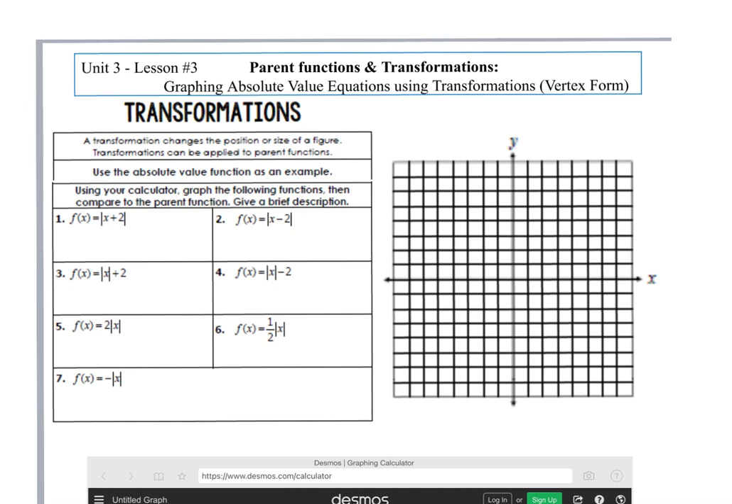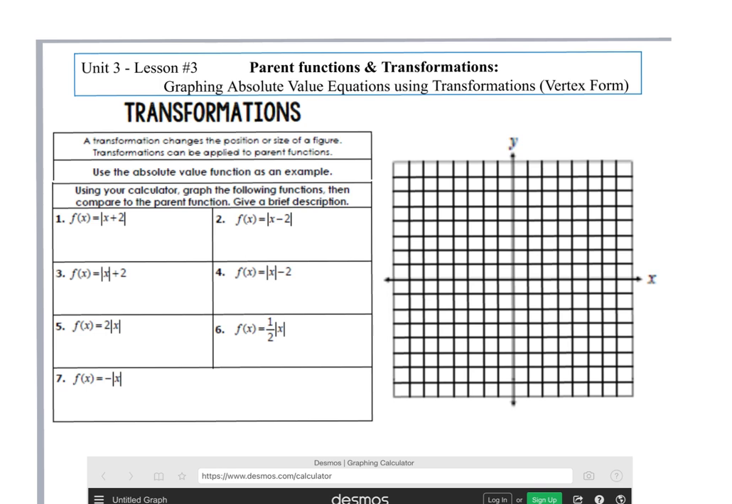Okay, this is Unit 3, Lesson 3 in Algebra 2. Today we are graphing absolute value equations using our transformation rules, and we're going to really come to recognize what vertex form is. So far we have graphed using a table of values, and I know that all of you do not always love using a table of values, even though it should be kind of second nature by now after using table of values for so long in pre-algebra and Algebra 1.